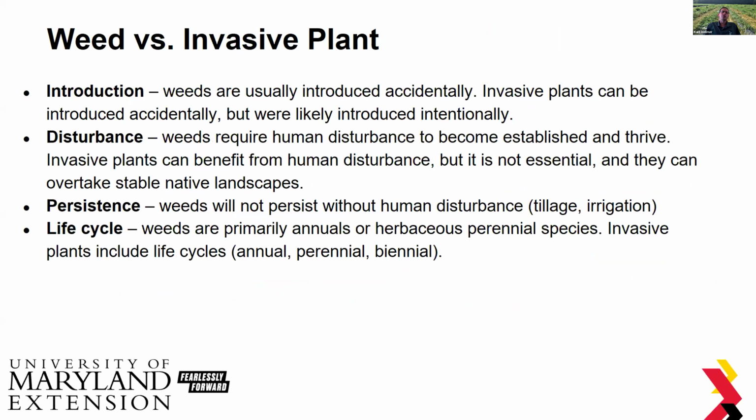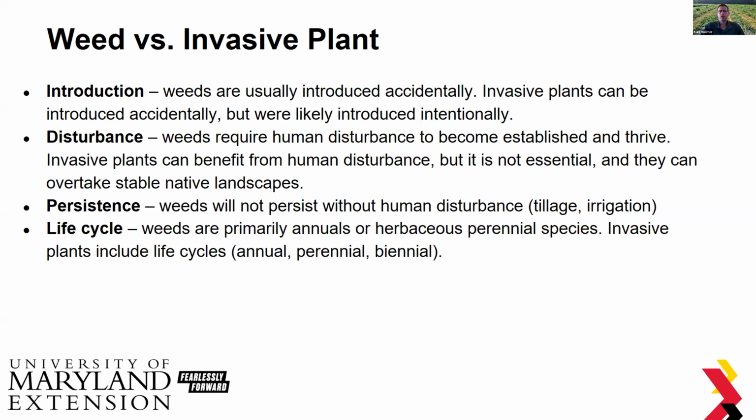Another way to think of the differences between just a common agricultural weed and invasive weed is to look at these four attributes. For one thing, introduction. Most agricultural garden weeds are introduced accidentally. Invasive plants, however, can be introduced accidentally, but most were likely introduced intentionally. Think about some of the invasive plant species you might be aware of, things like Callery pear, beautiful tree, introduced because it was easy to grow. Multiflora rose, another beautiful plant, introduced, was easy to grow, became invasive.